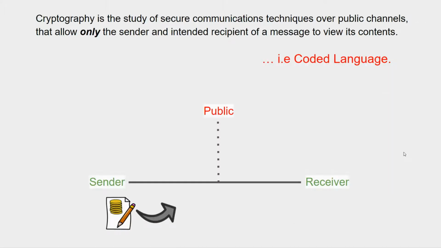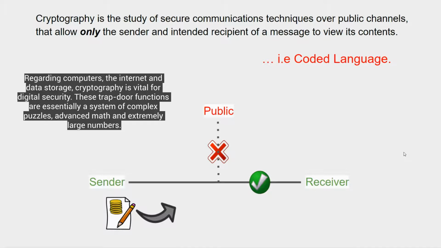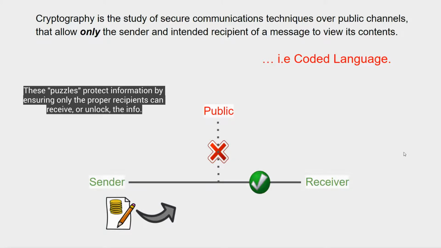Cryptography makes use of these trapdoor functions to secure communications over public channels, allowing only the sender and intended recipient of a message to view its contents. When talking computers, the internet, and data storage, cryptography is vital for digital security. These trapdoor functions are essentially a system of complex puzzles, advanced math, and extremely large numbers. These puzzles protect information by ensuring, again, only the proper recipient can receive or unlock the info.